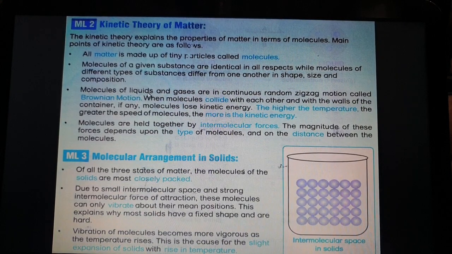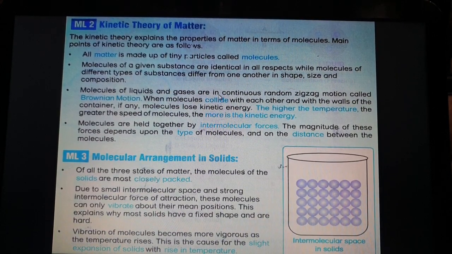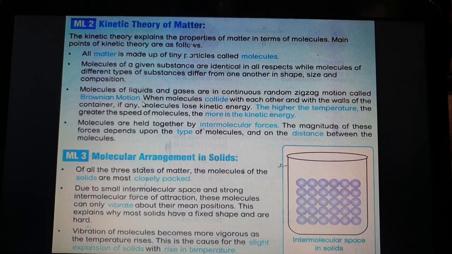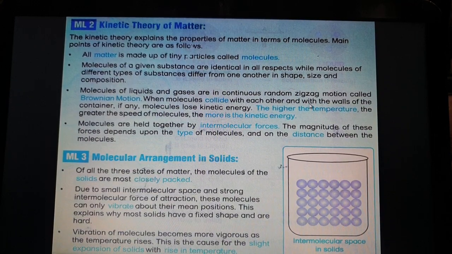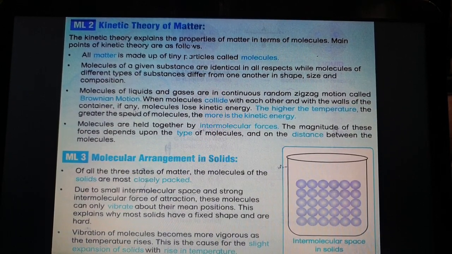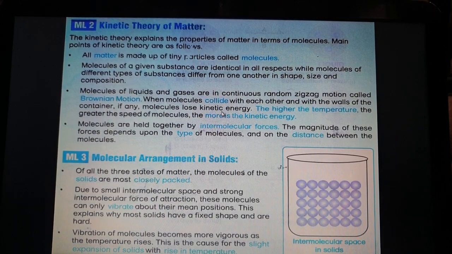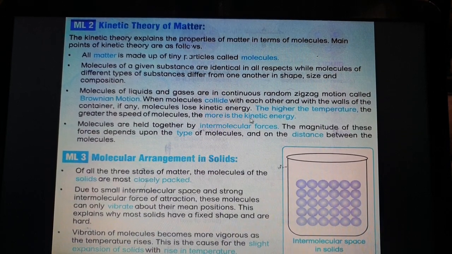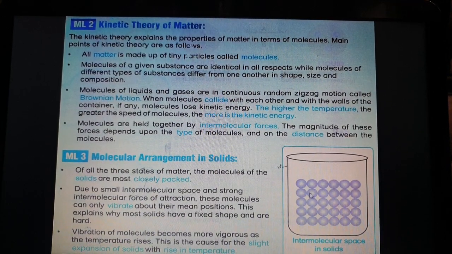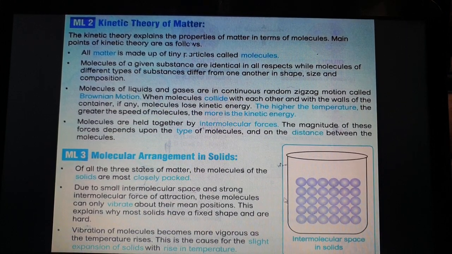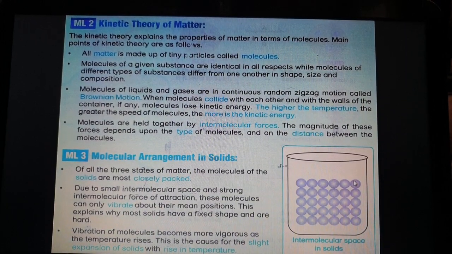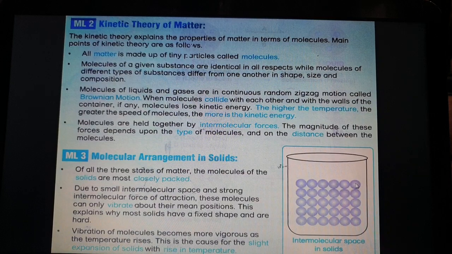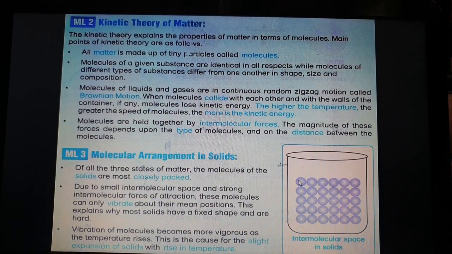Next, molecules of liquids and gases are in continuous random zigzag motion called Brownian motion. When molecules collide with each other and with the walls of the container, the higher the temperature, the greater the speed of the molecules and the more the kinetic energy. In the case of solids, you can see here all the molecules are closely arranged. That is, they don't have gaps between them, so they cannot move. That is the case in solids.